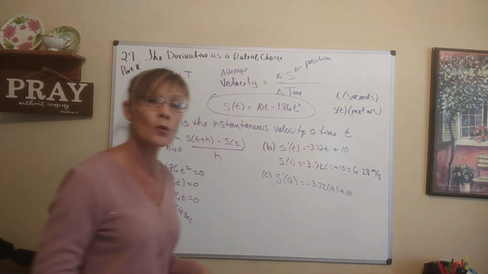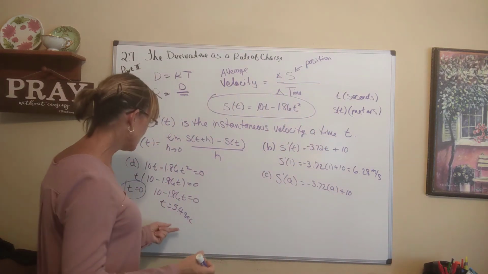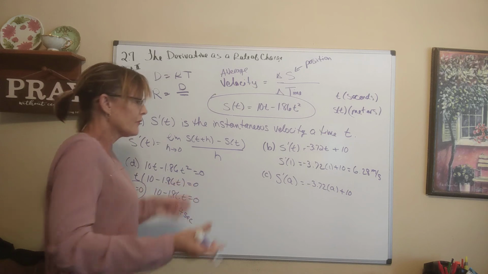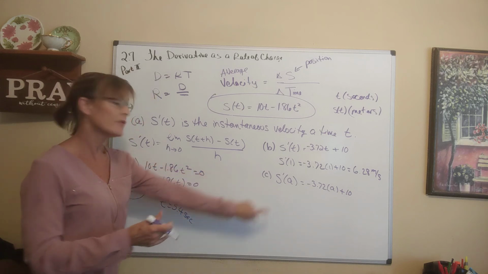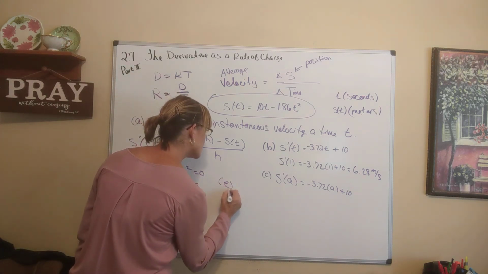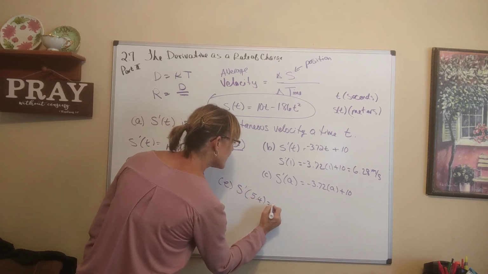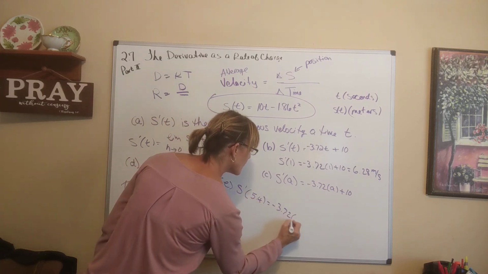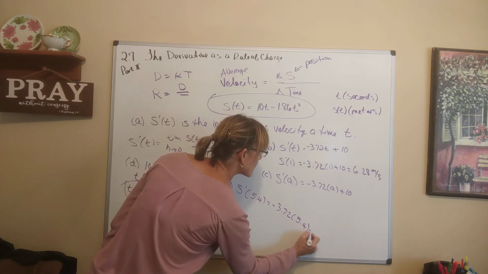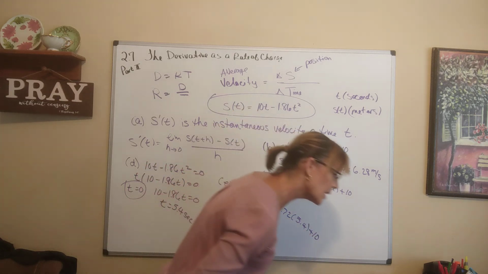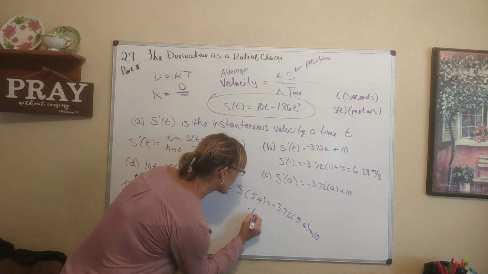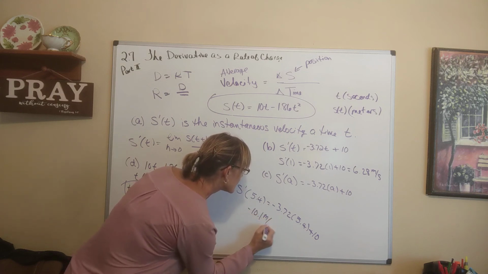Part E, with what velocity will the rock hit the surface? This is asking what is the velocity when t is 5.4. How do we find the velocity? We put it in the derivative. So to answer part E, we say, well, what is s prime of 5.4? And we plug that in. And we get negative 10.1 meters per second.